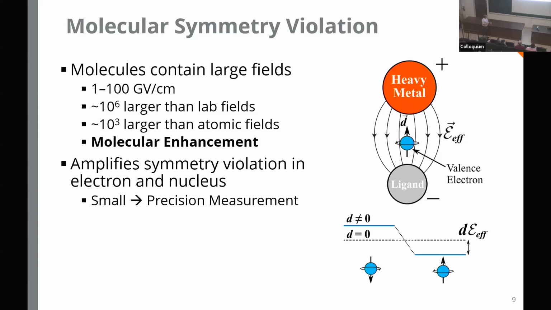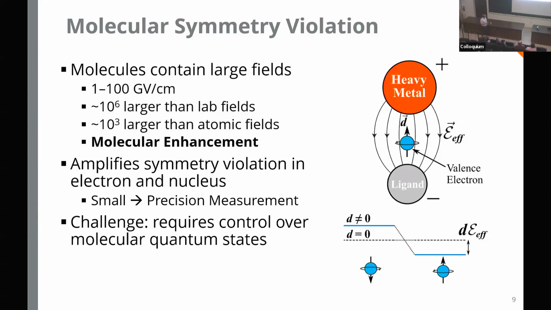So a classic experiment of this type would be to take a molecule with a valence electron or with an interesting nucleus and reverse the direction of that spin relative to this internal field and see if there's an energy shift. Symmetry would dictate that these two levels would have to be exactly degenerate, but in the presence of these symmetry violating electromagnetic moments, there will be some energy difference between these states.